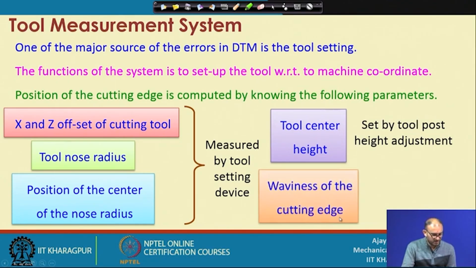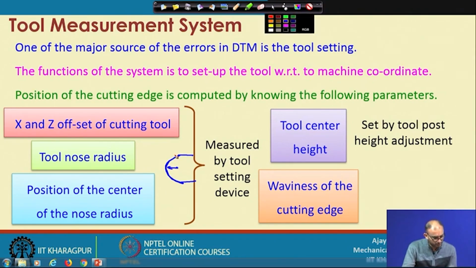Another thing is the waviness of the cutting edge. Mostly we will see something like this. Consider this is the nose radius of the cutting tool. Looks-wise it appears very sharp, but if you magnify it, you will find a lot of irregularities on the surface. These irregularities play an important role, because if some of the peaks at this location are very, very large, then the contact will actually happen at that localized point only, not across the whole nose radius. So that plays a very important role.